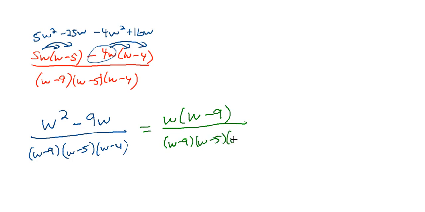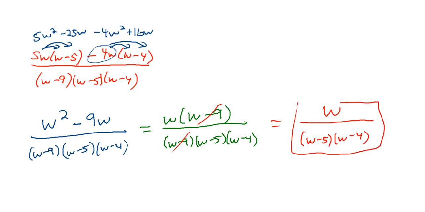I almost said plus again. I don't know why I keep wanting to do that. So we have a w minus 9 on top. We have a w minus 9 on the bottom. So they actually will reduce. They cancel each other out. So my final answer is w over w minus 5 times w minus 4.